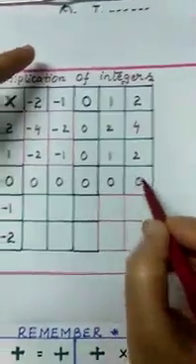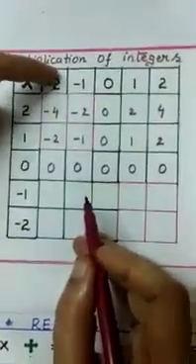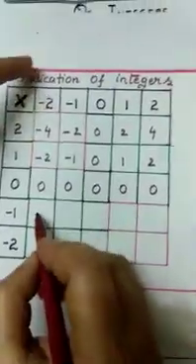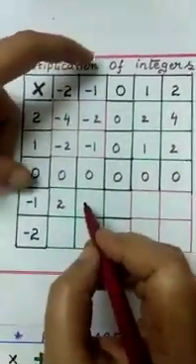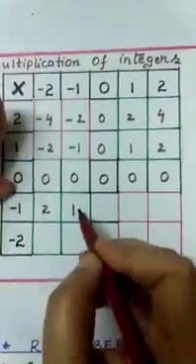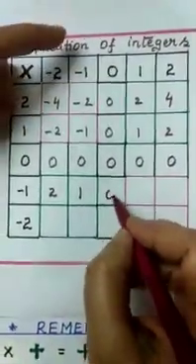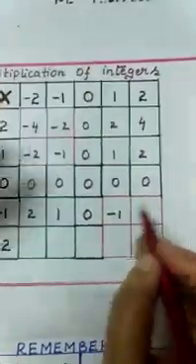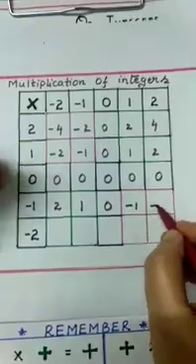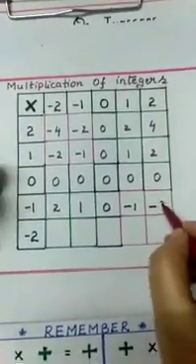0 2 is 0. Now here minus 1 into minus 2. Minus into minus plus, 1 2s are 2. Minus 1 into minus 1. Minus into minus plus, 1 1s are 1. Minus 1 into 0, 0. Minus into plus minus, 1 1s are 1. Minus into plus minus, 1 2s are 2.